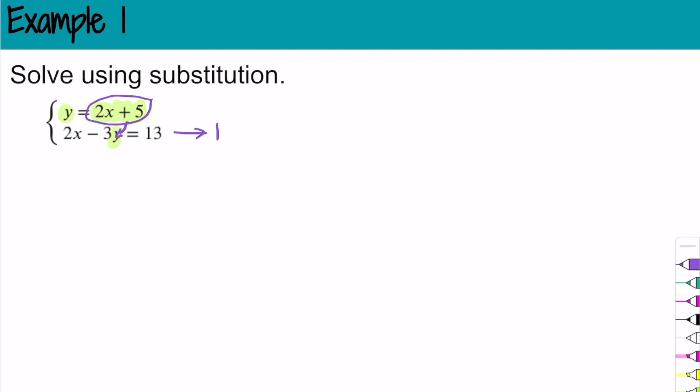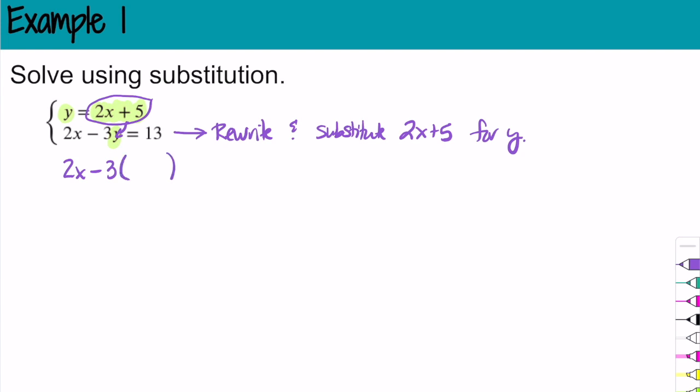So I'm going to take the second equation and I'm going to rewrite. And when I do that, I'm going to substitute 2x plus 5 for y. So I'm going to keep the 2x minus 3. Instead of writing y, we're going to write 2x plus 5. And I'm going to keep the equals 13. We know how to solve this equation.